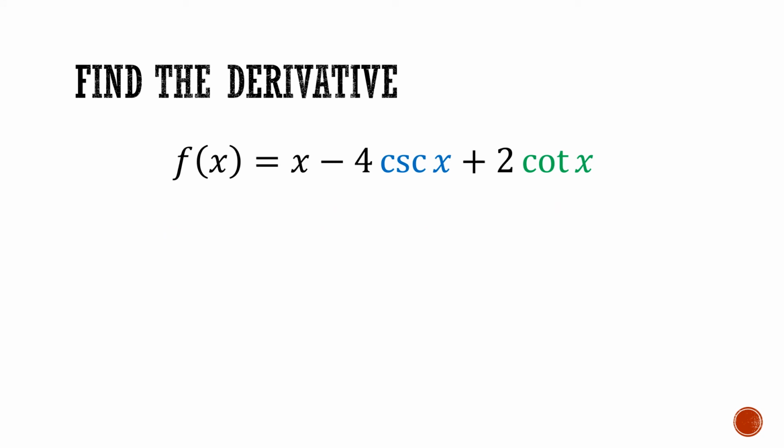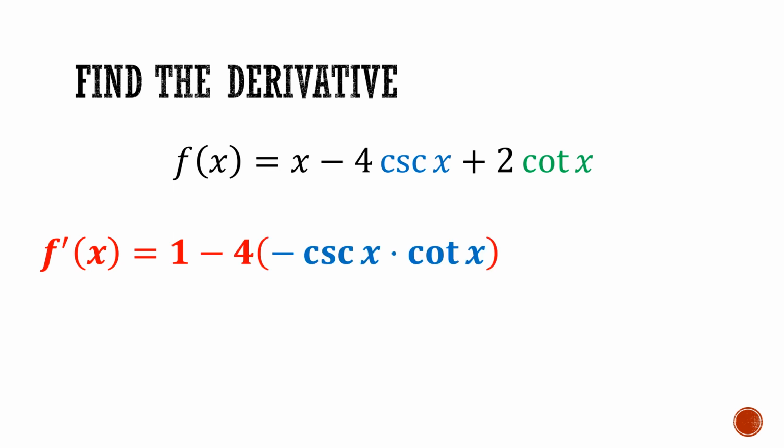All right, last example, we have f of x equals x minus 4 cosecant x plus 2 cotan x. Taking that derivative, I'm going to take the derivative of x, which is 1. Then I'm going to take the derivative of cosecant x, which is negative cosecant cotan. Notice I left the 4 in front since it was just a coefficient. And then lastly, I'm going to take the derivative of cotan, which is negative cosecant squared. But again, I'm going to leave the 2 in front.